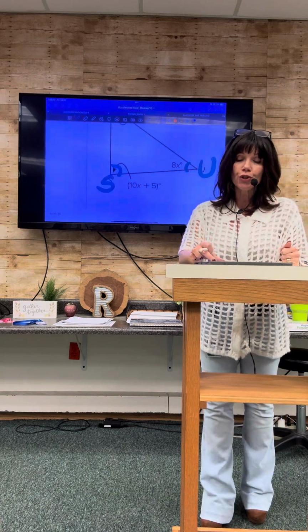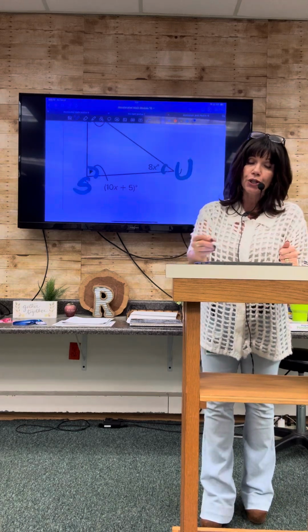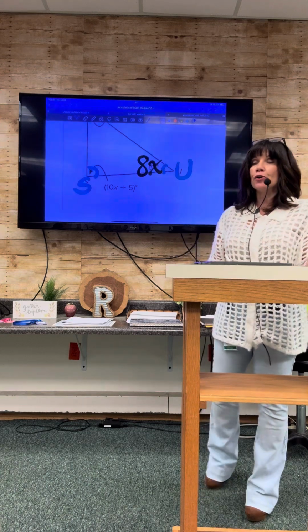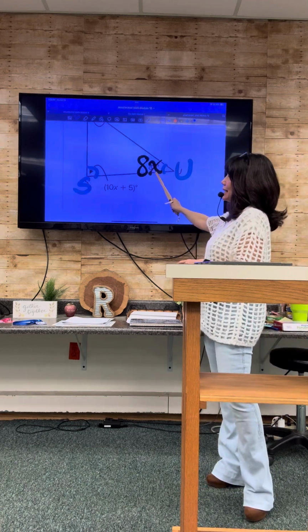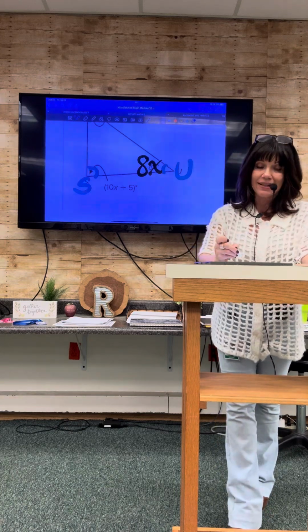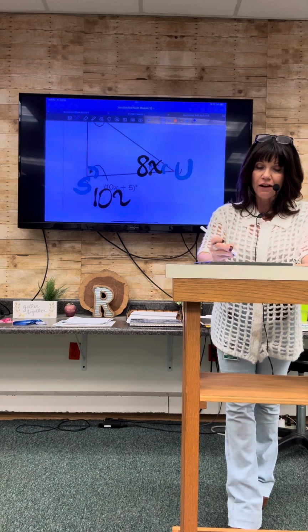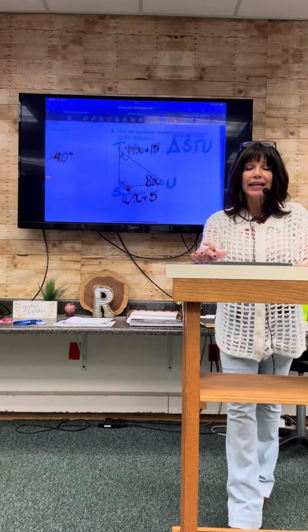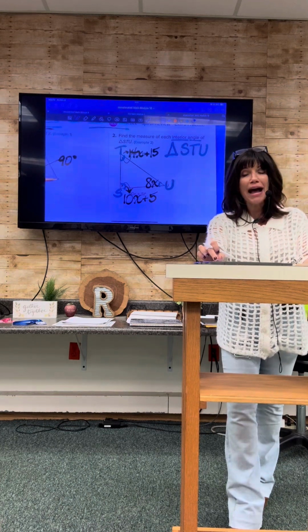And then what should you copy over for angle U? 8x. Vertex U says 8x. And what shall we copy for vertex S? I love that answer. Thank you. 10x plus 5. Now again, what was today's lesson about?